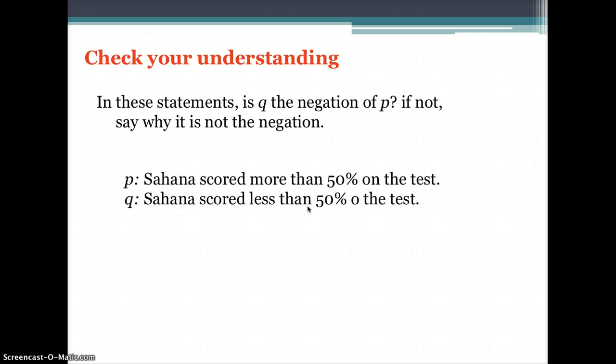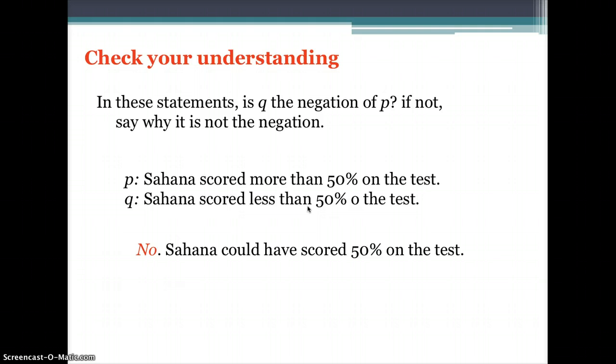Another example. P: Sahana scored more than 50% on the test. Okay, now remember we have a similar situation a while ago, so I hope you still remember that. Okay, so proposition Q is Sahana scored less than 50% on the test. So is Q the negation of P? Yes or no? No. Sahana could have scored 50% on the test. Exactly 50%. So we don't want to isolate 50%.